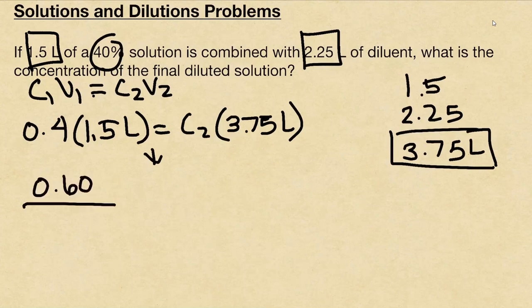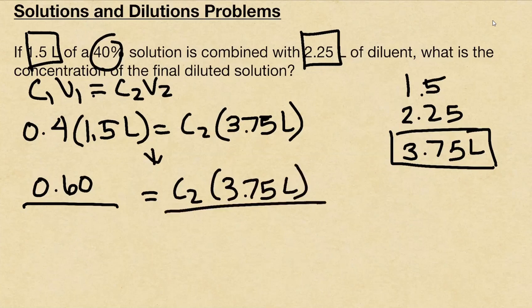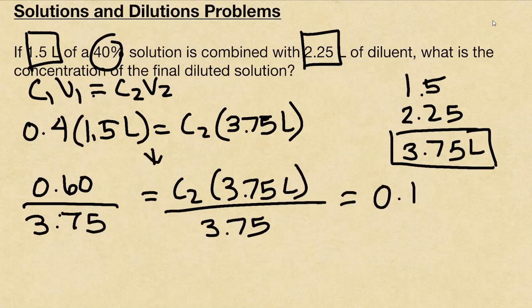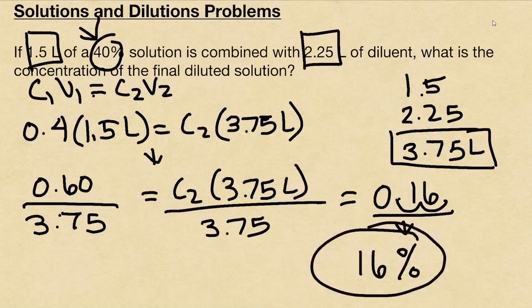So go ahead and 0.60 is on this side, and then your C2, 3.75 liters. Math it out, 3.75, 3.75. That gives you 0.16. Now remember, we're talking about percentages here, so we don't want to leave it like this. We want to go ahead and convert that to a percentage. And we've already talked about how to convert percentages, so just move that decimal point 2 places and you are left with 16%. So my final concentration is 16%.